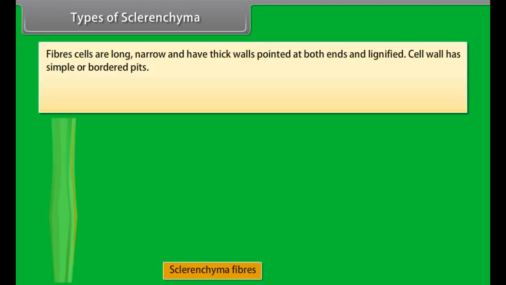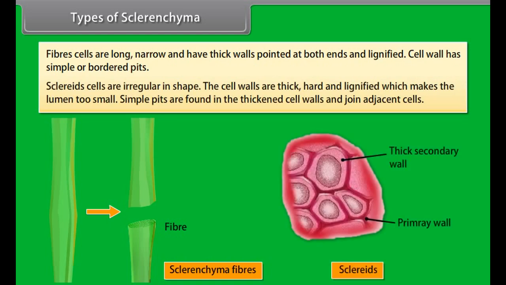Types of sclerenchyma. Fiber cells are long, narrow, and have thick walls, pointed at both ends and lignified. Cell wall has simple or bordered pits. Sclereid cells are irregular in shape. The cell walls are thick, hard, and lignified, which make the lumen too small. Simple pits are found in the thickened cell walls and join adjacent cells.